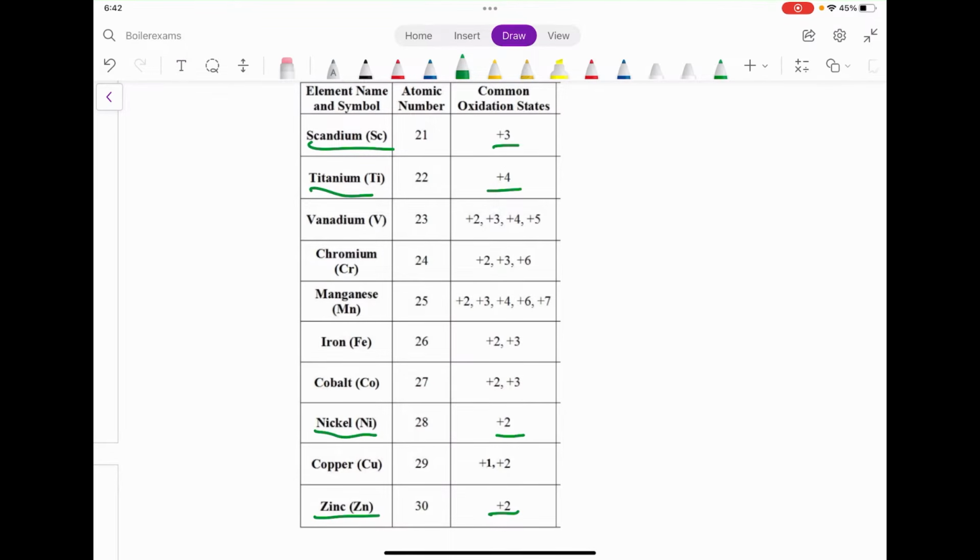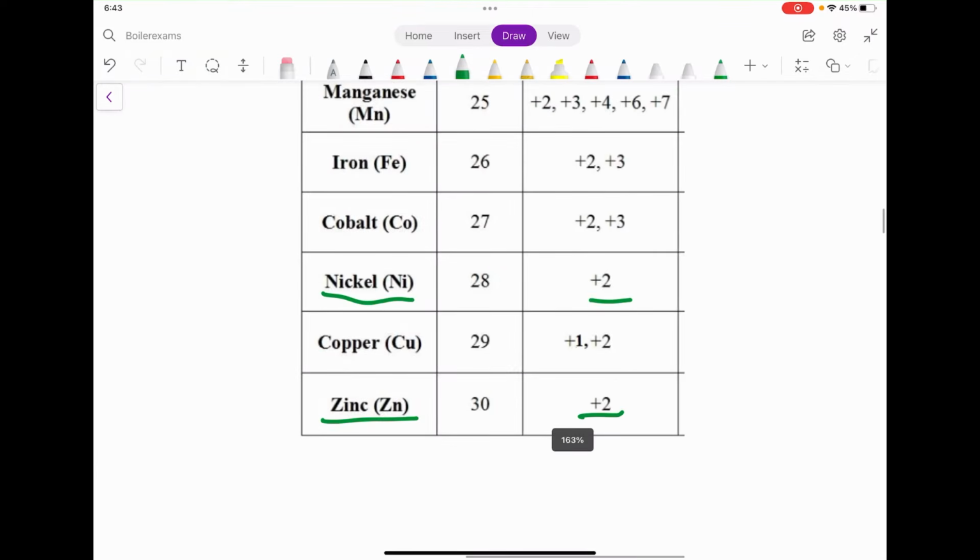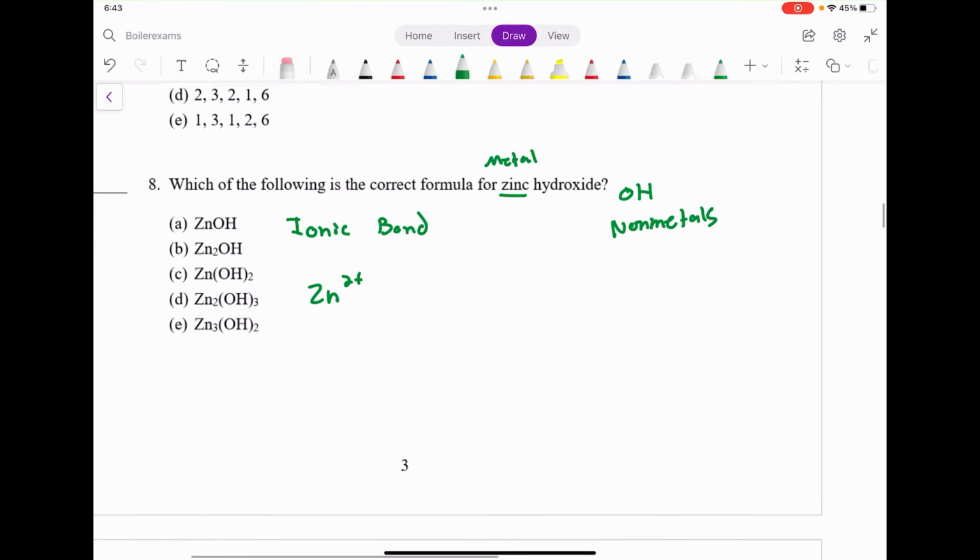So they could ask you really this same question with any of these 4, and you would perhaps be expected to know these elements that only have one oxidation state. Because if they ask you the same question with iron, they would have to tell you if it's iron 2+ or iron 3+. So perhaps try to remember these 4 elements that only have the one oxidation state. But we know zinc has 2+. So what does that tell us?